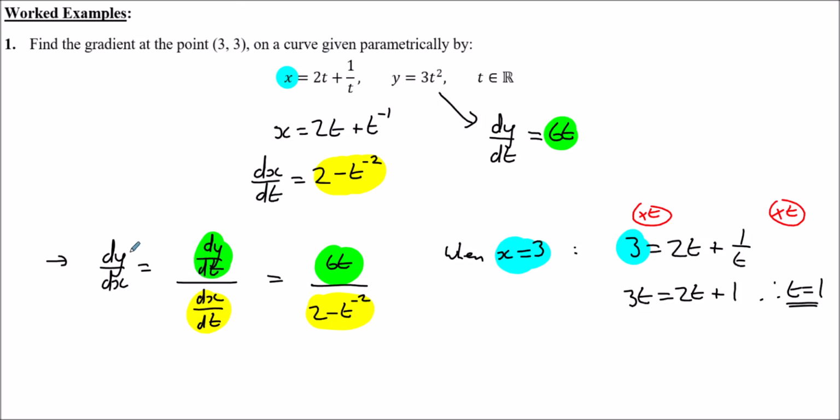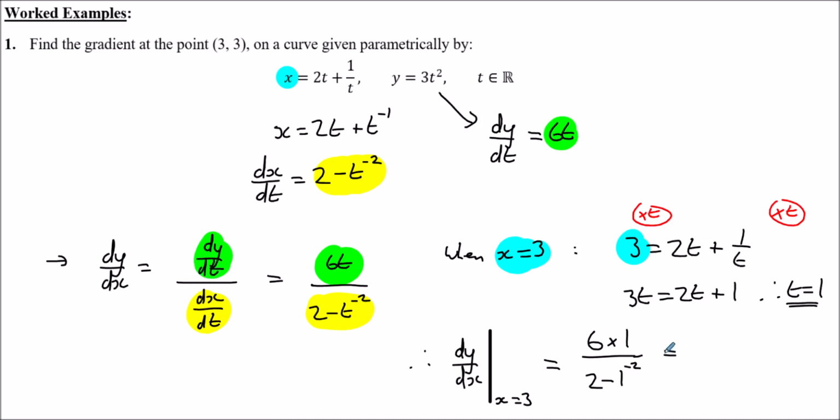So when x is equal to 3, dy by dx, which is going to give us the gradient at that point, that's just a way of saying the gradient when x is equal to 3. That's the same as t being equal to 1. So here we just sub in t being equal to 1. So 6t then becomes 6 times 1, and then 2 minus t to the minus 2 becomes 2 minus 1 to the power minus 2.